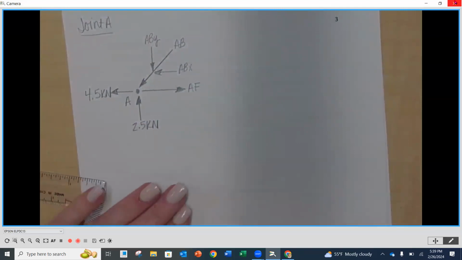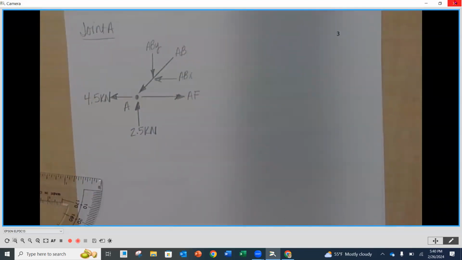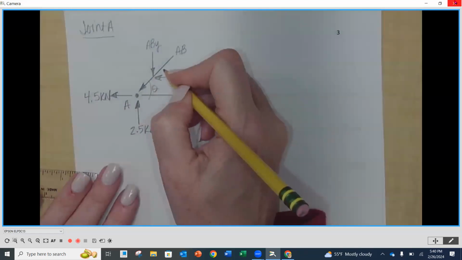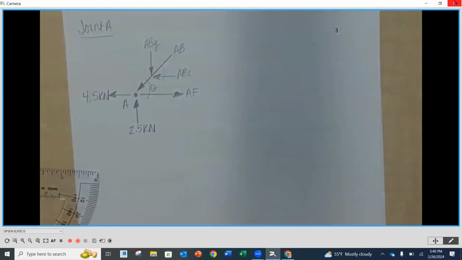Now, the other thing that's going on here is that our AX and our AY are components of a force that's at an angle. And that angle is right here, and it would also be this angle right there. That's the same angle. It's like that standard angle. So I can use a cosine with my X and a sine with my Y.